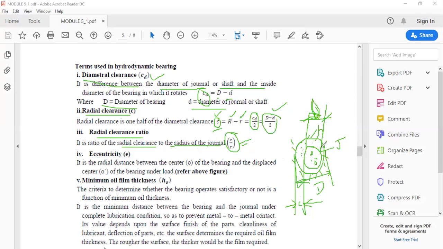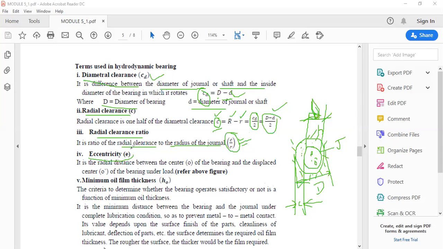If I consider both sides, or both gaps here, then that will be CD, where CD is capital D minus small d, as we discussed earlier. So the ratio of radial clearance to the radius of the shaft is called radial clearance ratio. This is another important parameter.